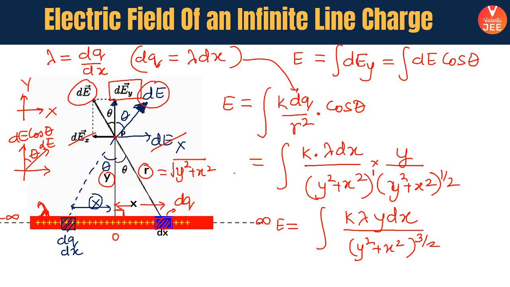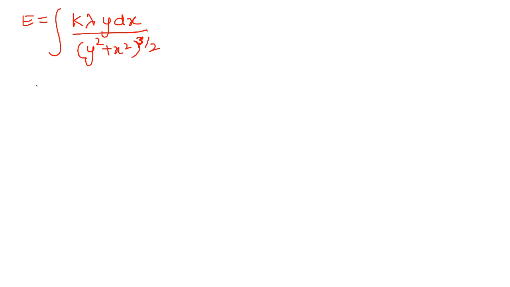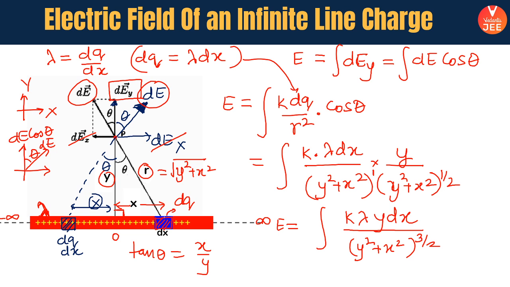To integrate this, guys, the process is, in this triangle, if we are speaking about y and x, then from the triangle you can write down tan theta as x by y, or I can say that x is equal to y times tan theta. So I want to basically write everything in terms of theta now. Theta is a variable. Why is it a variable? Because as this charge element moves from plus infinity to minus infinity, x will change, and when x changes, theta will change.